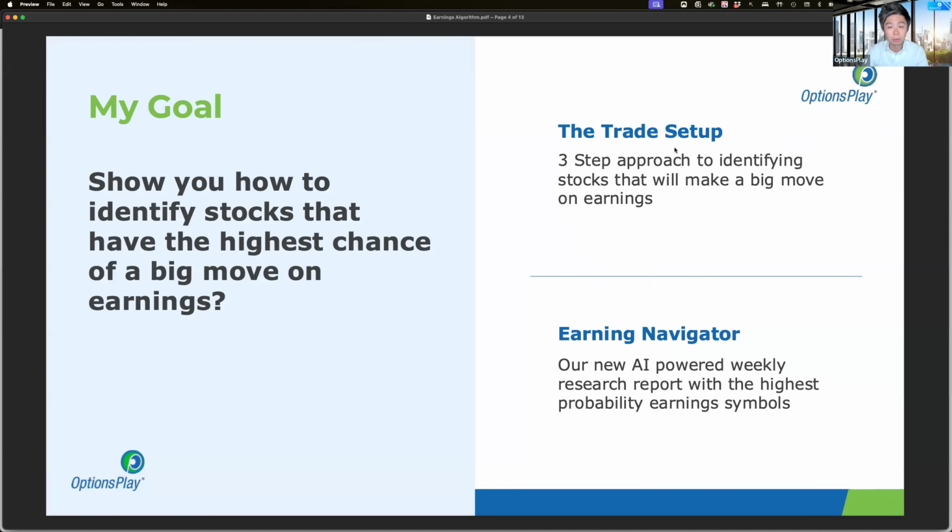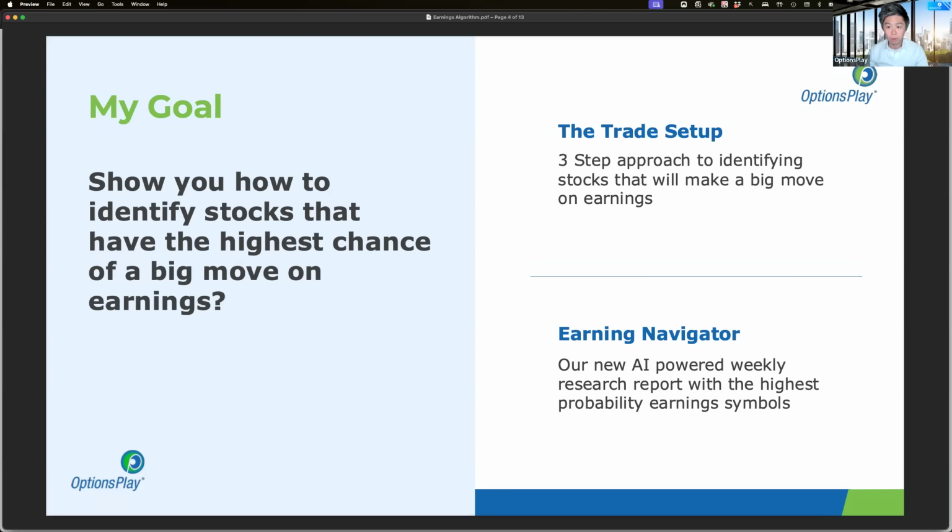Earnings season is incredibly volatile. It's also a time where there's a lot of opportunity over a very short period of time. So what we're trying to do here is make sure that you have access to the tools that can help you identify the best trading setups in earnings season.